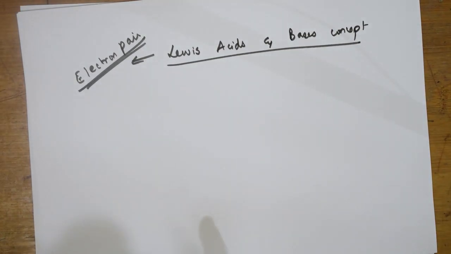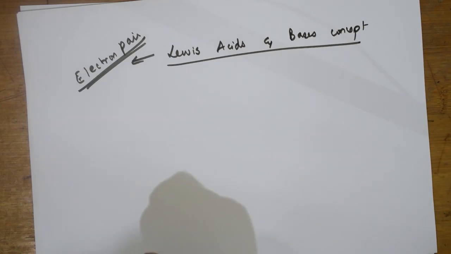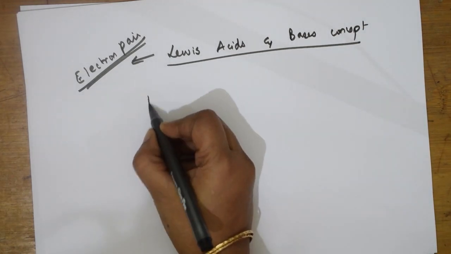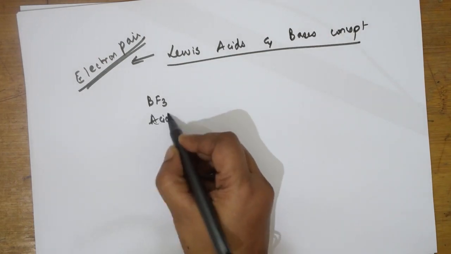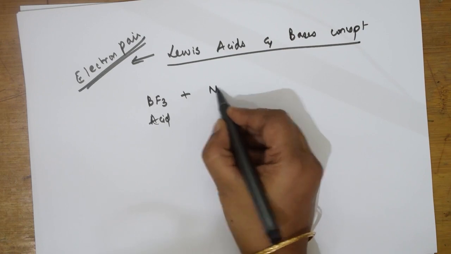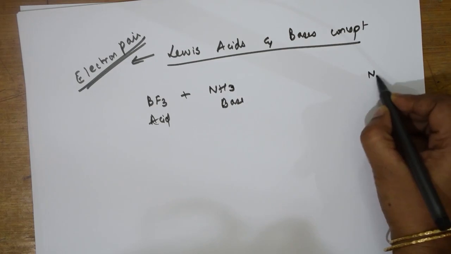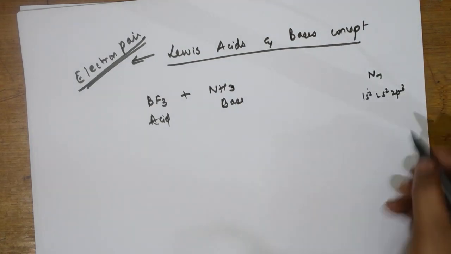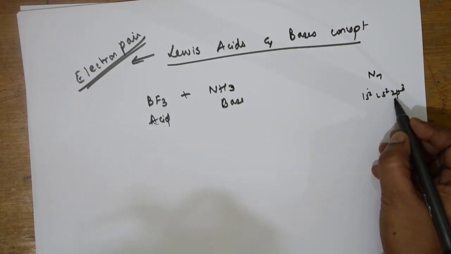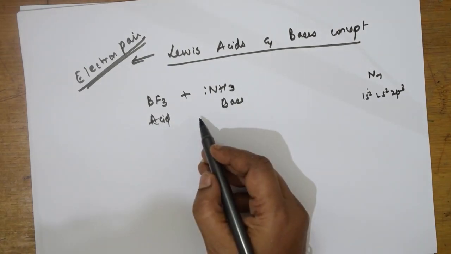Acid, he will speak in the electron pair concept only. Suppose I am taking a particular combination of two things. Just see, I'm going to take boron trifluoride, BF3. This is an acid. I'm going to take a base, ammonia. We very well know nitrogen is 7, 1s2, 2s2, 2p3. So this is donating 3 electrons and still has a lone pair. So, dot.